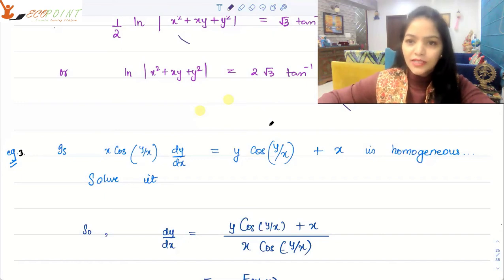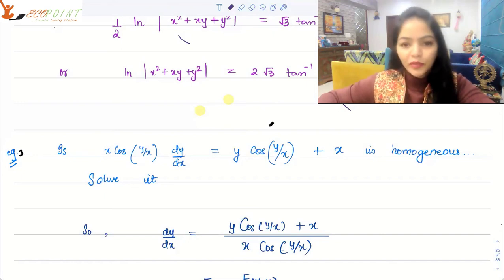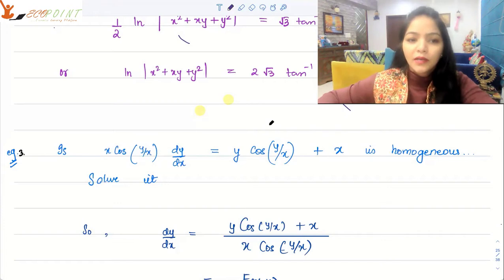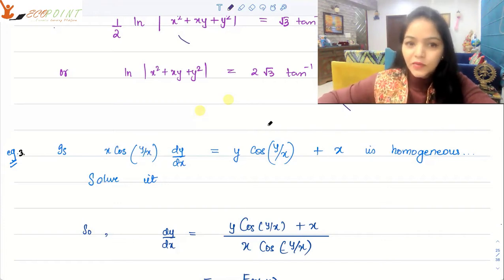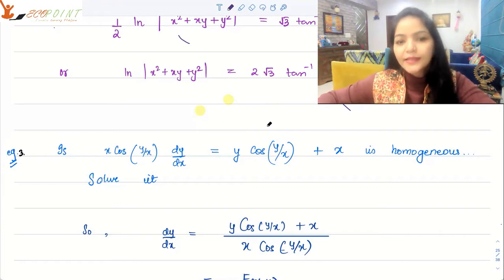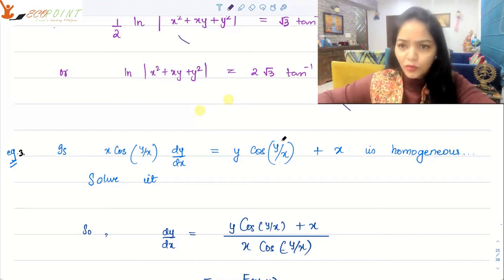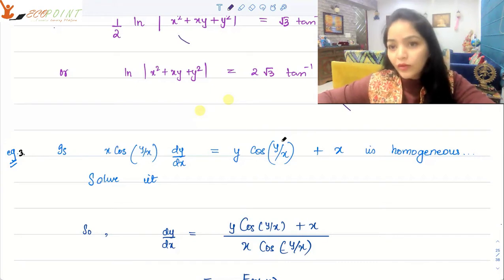Let's understand homogeneous differential equations with a couple more examples. Suppose I have an equation here: x times cos(y/x) dy/dx, and y equals y cos(y/x) plus x. Is this homogeneous? First of all, we have to work on that, and then we have to solve it.